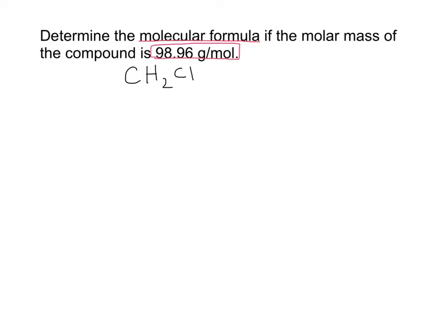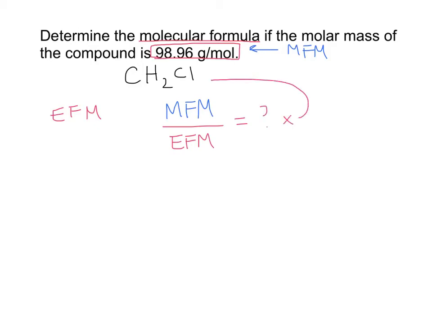Well, that's important because now we have enough information to be able to see if this empirical formula matches up to the molecular formula. So to do that, we need to calculate two things: the empirical formula mass and then the molecular formula mass, which in this case is given. The ratio of those two things, so the molecular formula mass over the empirical formula mass, will give us some number that we will then multiply by our empirical formula to get our molecular formula. Let me show you what I mean.